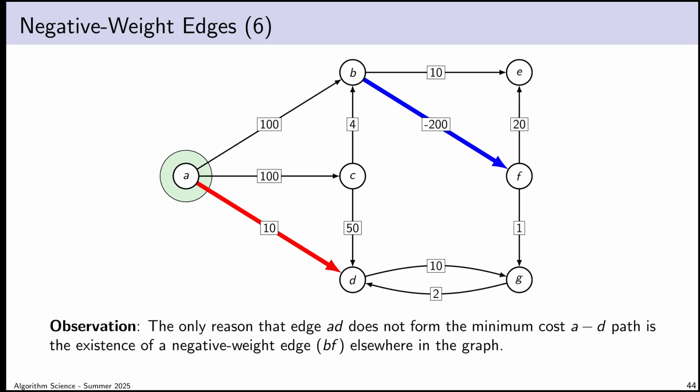So what I would like to observe here, and I think it's pretty easy to justify this, is that the only reason that my assumption was wrong was that somewhere else in the graph there was an edge with negative weight. Now, I made a big deal in the last lecture. I went to great pains to emphasize that negative weight edges are fine. There is nothing inherently wrong with them. However, it is true that they can be troublemakers.